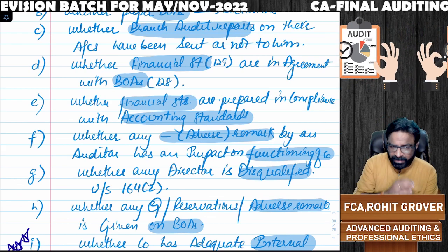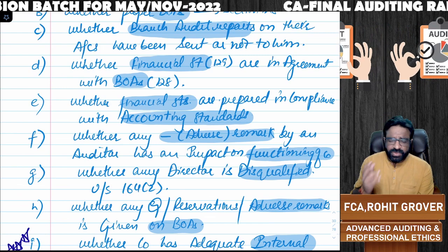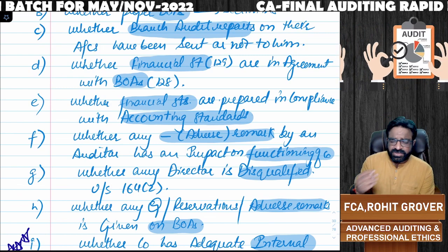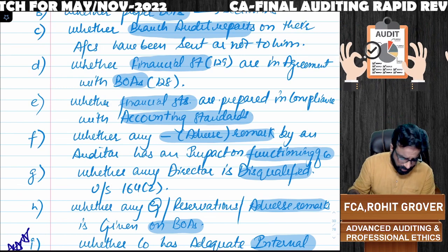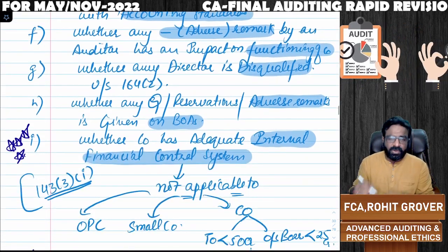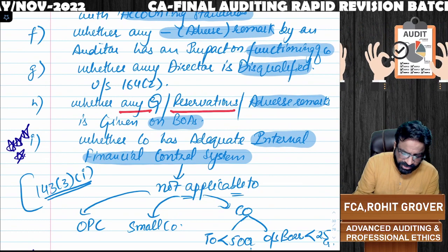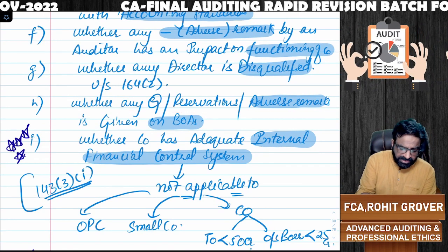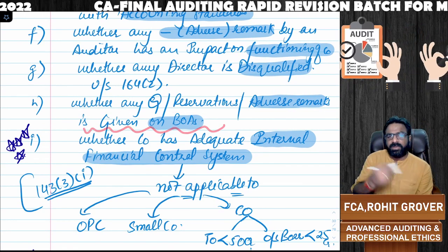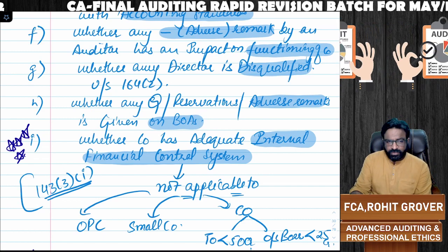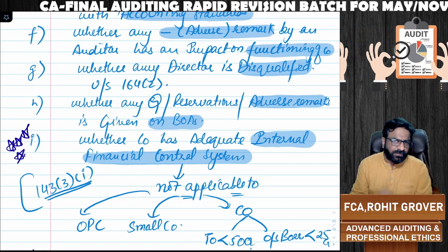And in clause G, the auditor is also reporting whether any of the directors is disqualified under section 164 subsection 2. And in clause H, the auditor is also reporting whether any qualification, reservation or adverse remarks have been given on the books of accounts of the client or not. So these were the very common clauses in section 143 subsection 3.